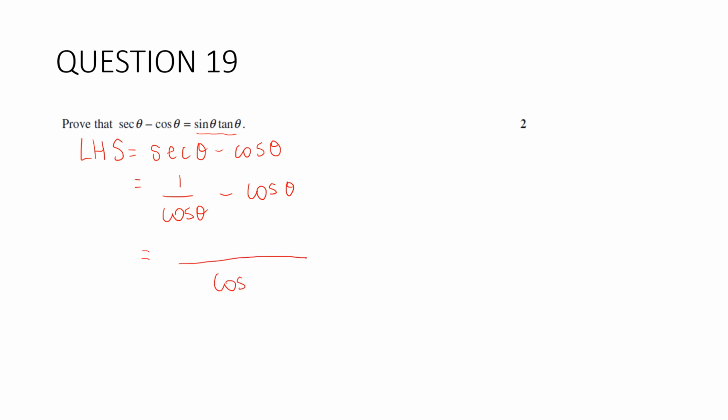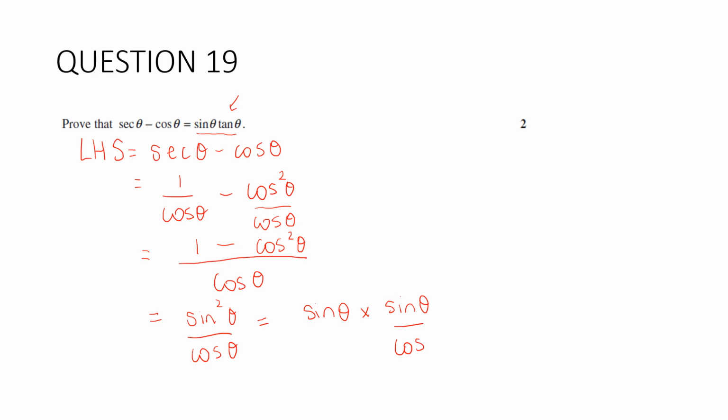So cos theta there is 1 take away. If I'm putting a cos theta underneath here, I need to multiply the top by cos as well. So that gives us cos squared. And 1 minus cos squared theta is sine squared theta. We're nearly there. Can you see it? Here I've got a sine theta and a tan theta. Let's just separate it out. So I've got sine theta multiplied by sine theta on cos theta, which is sine theta tan theta, which is equal to the right-hand side. And there we go. There is our proof.